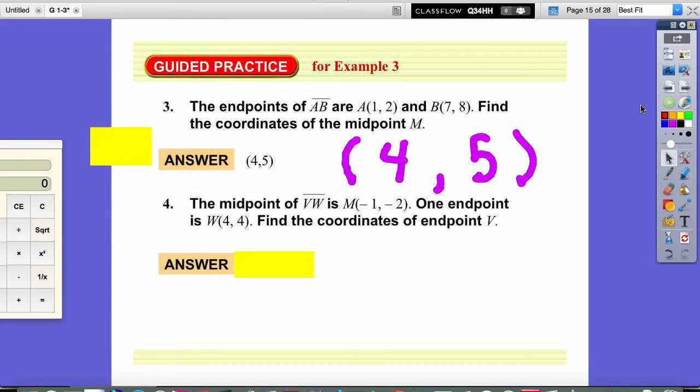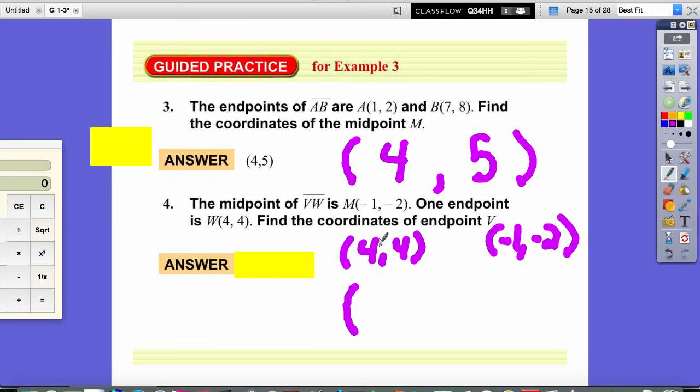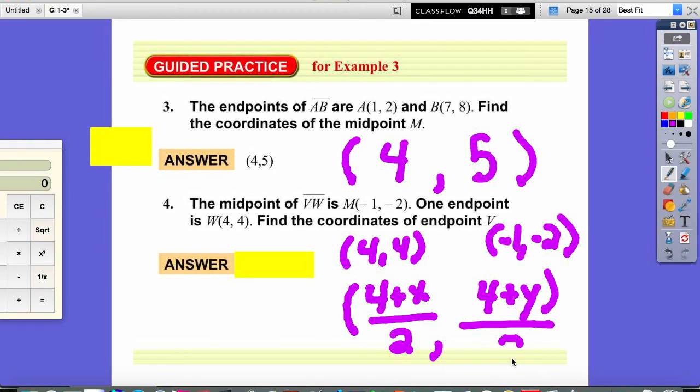Now, I'm given the midpoint and 1 endpoint. So I'm going to start at 4, 4. And once I get to -1, -2, I'm halfway there. Okay? So I want a number. I'm going to do 4 plus some number divided by 2. And I'm going to do 4 plus some number y divided by 2. When I do 4 plus some number divided by 2, I want negative 1.